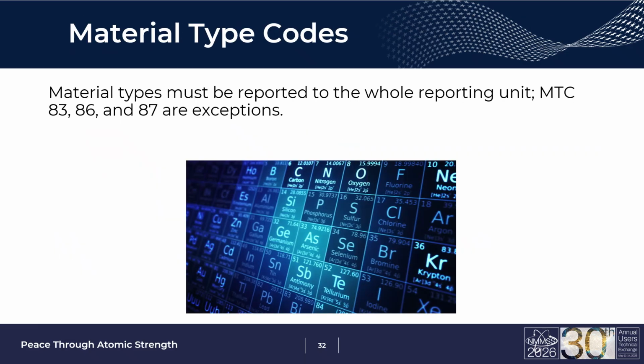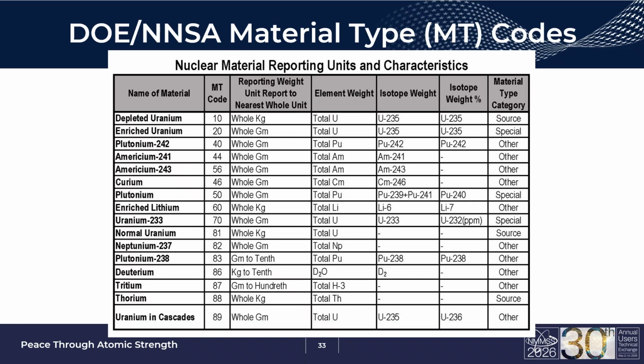Another very important NMMS reporting code is the material type. Material type quantities must be reported to NMMS to the whole reporting unit, except for material type codes 83, 86, and 87, where they are reported to the fractional unit, which we'll be discussing in later slides. There are currently 16 types of nuclear material that are reportable to NMMS by DOE and NSA sites.